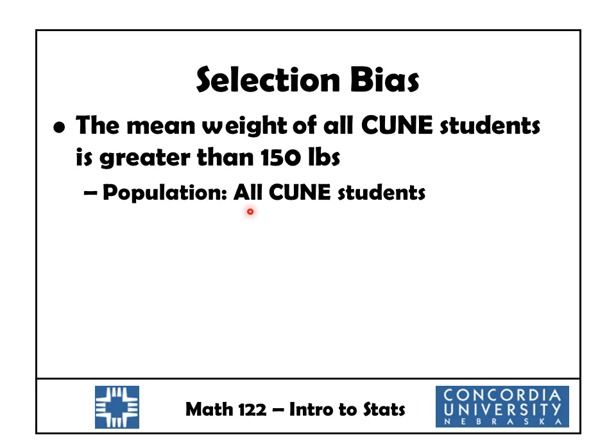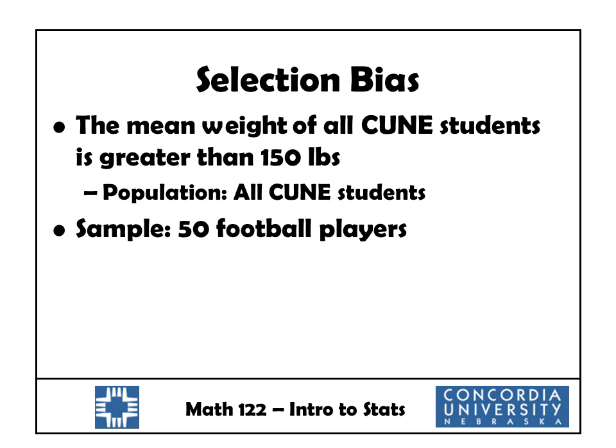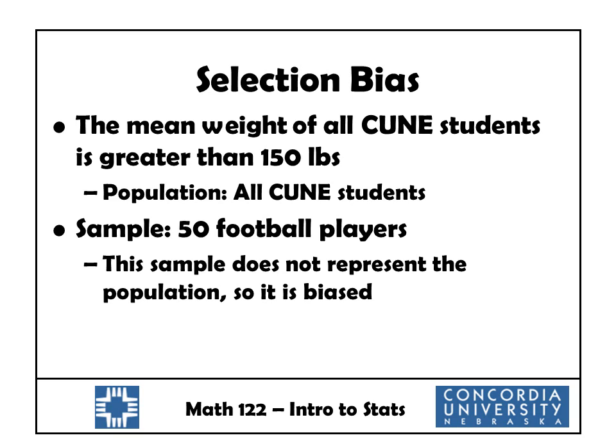And so we've identified our population as all Concordia students. Now, let's suppose that we went out and we got a sample of 50 football players. Well, it's not a very good sample because this does not accurately represent our population. Not everyone in our population is a football player, so this is not a very good sample. So this sample does not represent the population, so it is a biased sample. This is a very biased sample. We could not use this sample to make any conclusion about the larger population of all Concordia students.